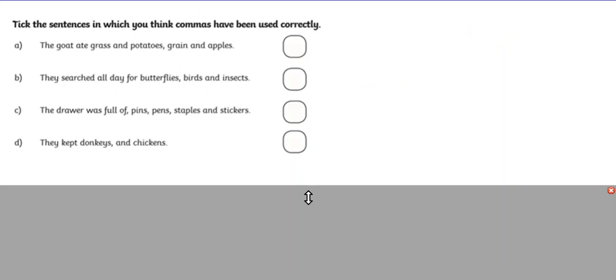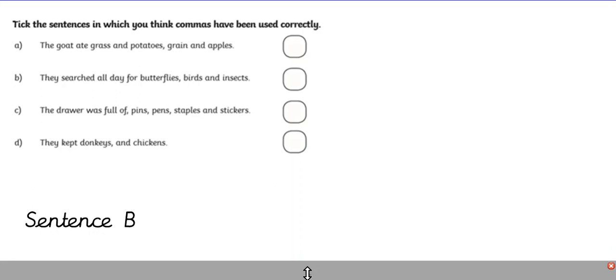Okay, let's have a look then, shall we? So sentence B is the only sentence where the commas have been used correctly. In A, you would need a comma after grass as well. So it would be the goat ate grass, potatoes, grain and apples. In C, you don't need the comma after "of" because that is not part of your list. Pins is the start of your list. And in D, you wouldn't need the comma as well as "and" in your sentence.